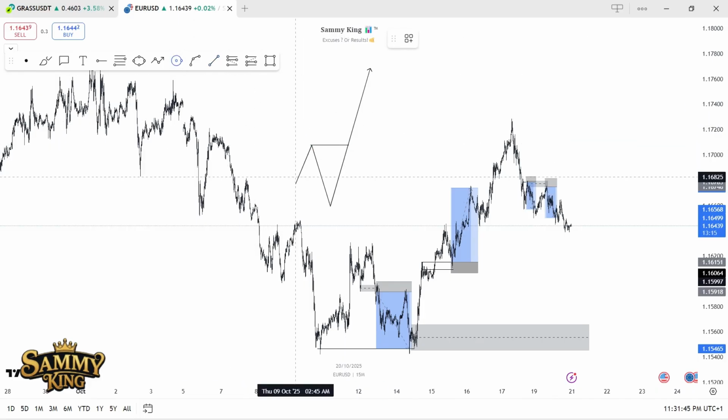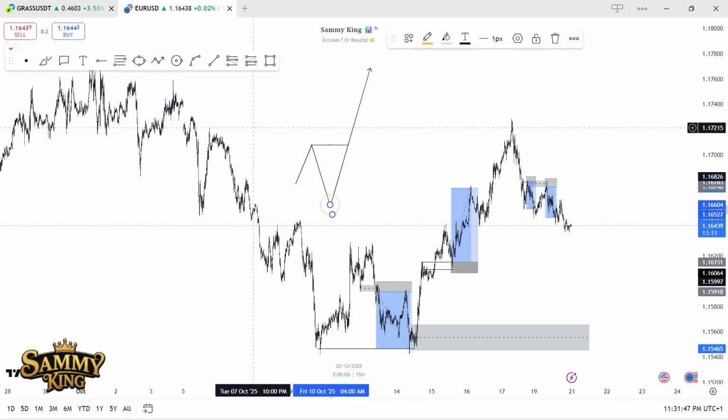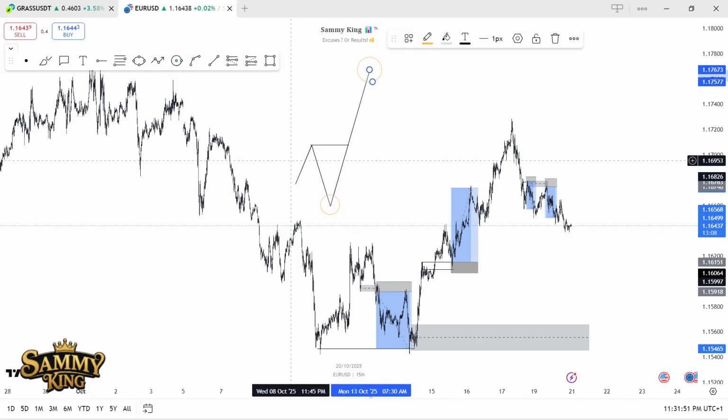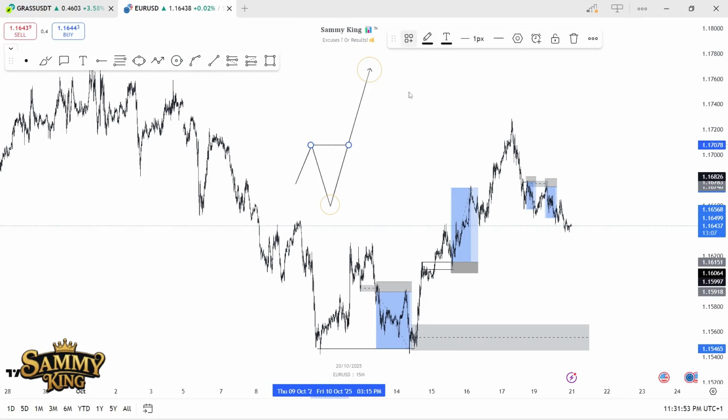Now we have our swing low, our swing high, and our break of structure. Hence, this is a bullish range.